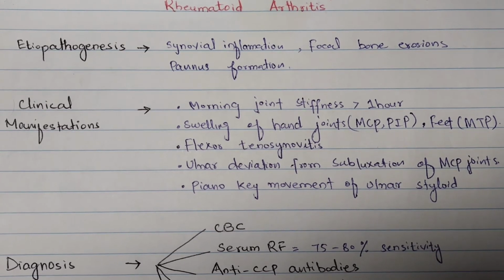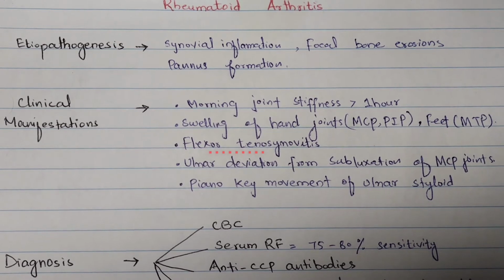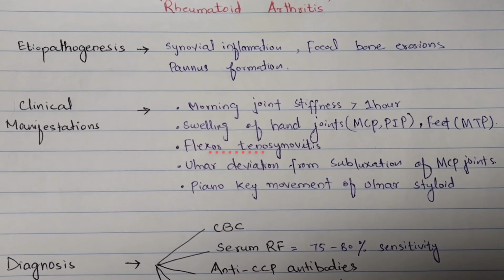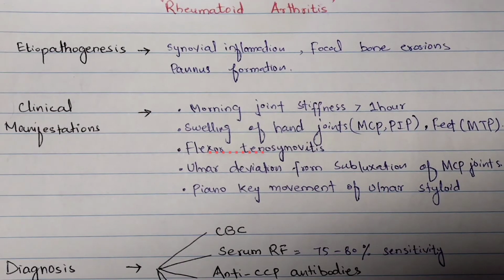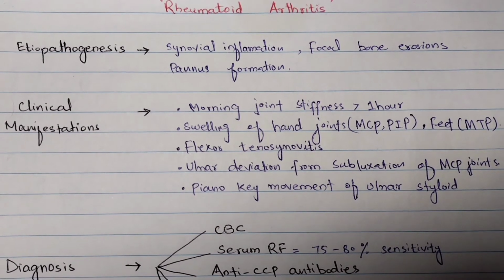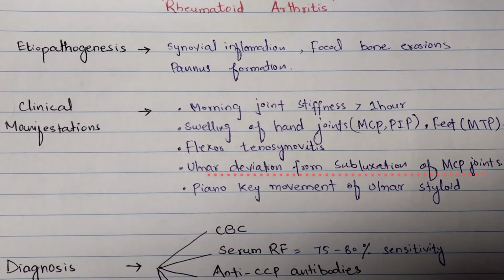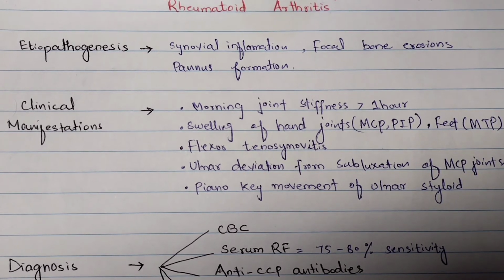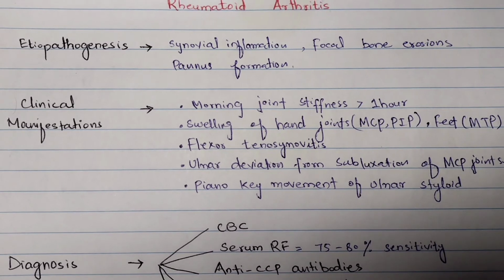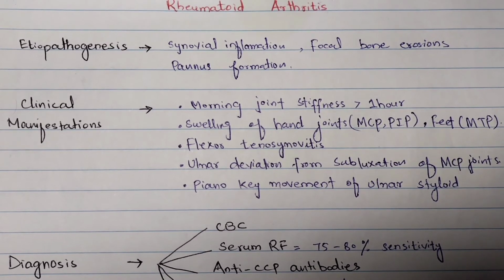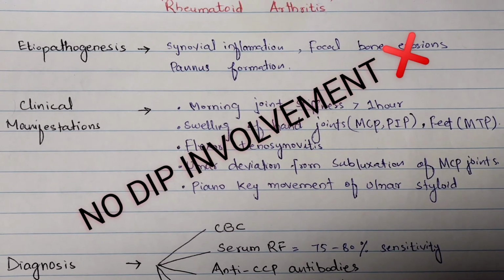And next one is flexor tenosynovitis. What is the meaning of tenosynovitis? Tenosynovitis is the inflammation of the tendon sheath, which is either due to infection or an inflammatory condition. Now the ulnar deviation from subluxation of the metacarpophalangeal joint, and also here we have symmetric distribution, but remember in rheumatoid arthritis we have no involvement of the distal interphalangeal joint.